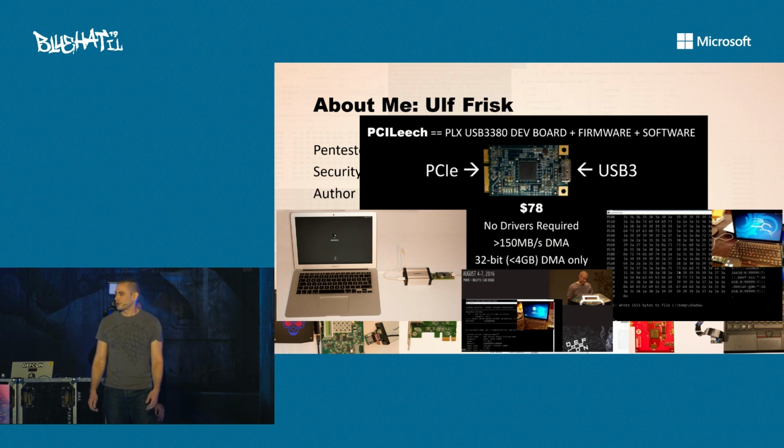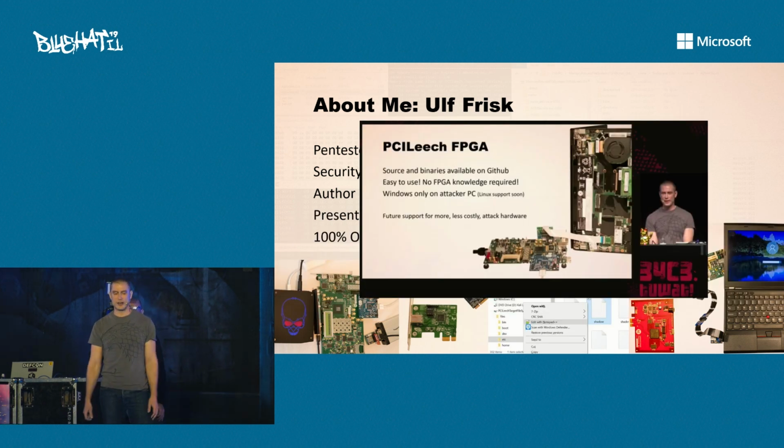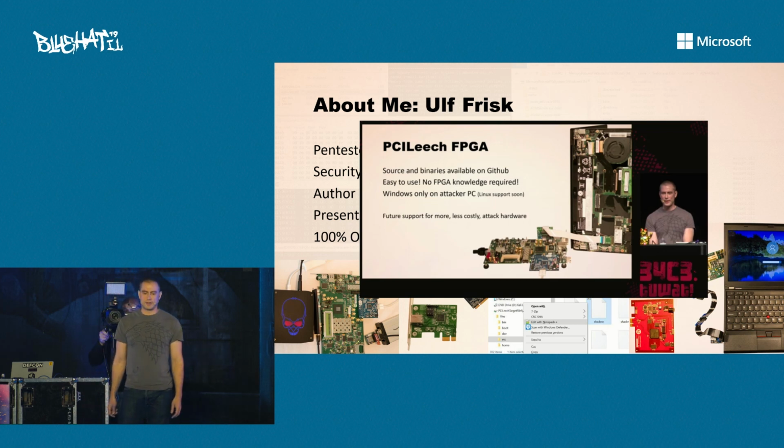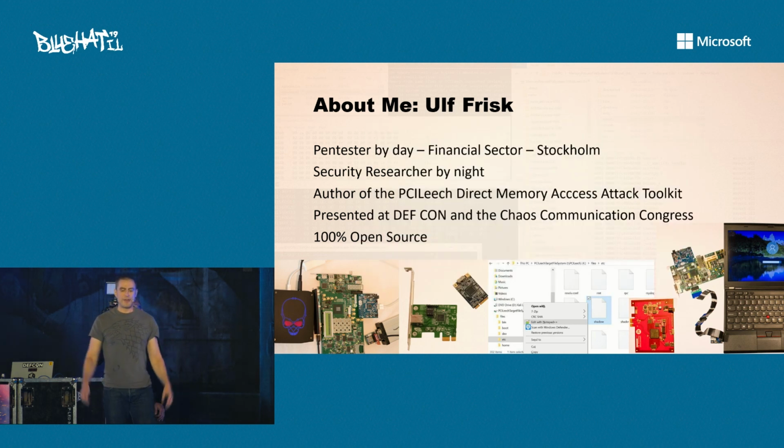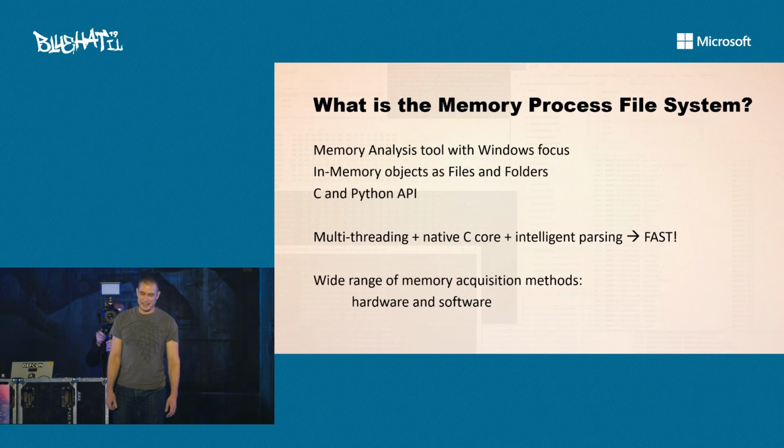The hardware got kind of popular, it sold out, and also the 4 gig limit was very boring, so that's why I introduced last year at the CCC, or a little bit over a year ago, public FPGA-based DMA attacking, and now we're able to access the whole memory space of the target system. Everything that I've been doing is 100% open source, and up until now it's been very attack-focused, but I thought it would be kind of awesome to do something for the blue team as well, and that is what the memory process file system is.